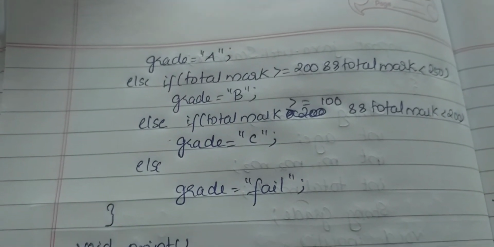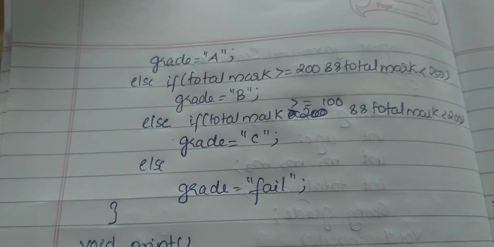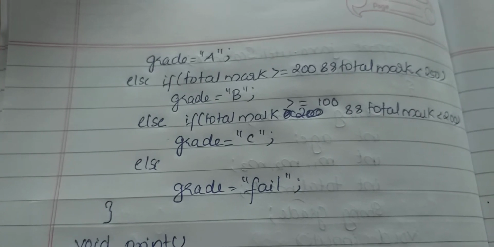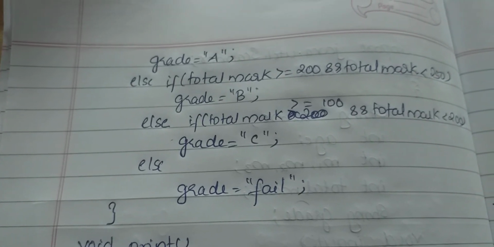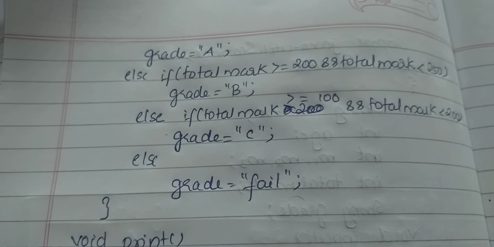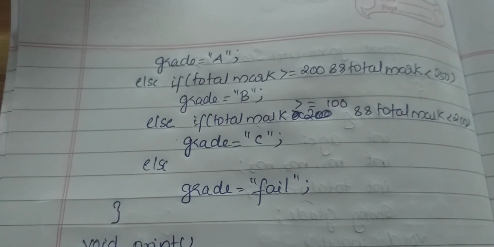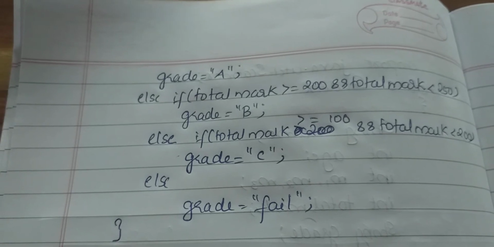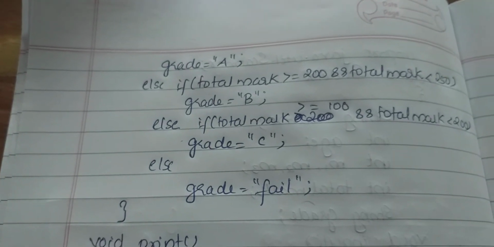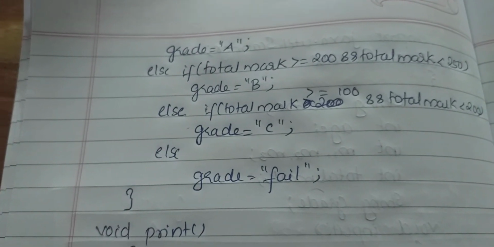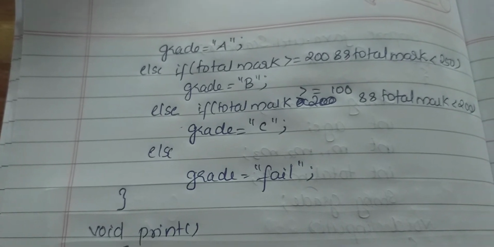Else the next criteria, if total mark is greater than or equal to 200 and total mark is less than 250, then grade will be B. Else if total mark is greater than or equal to 100 and total mark is less than 200, then grade equals C. Else grade equals fail. So we have calculated all the things.